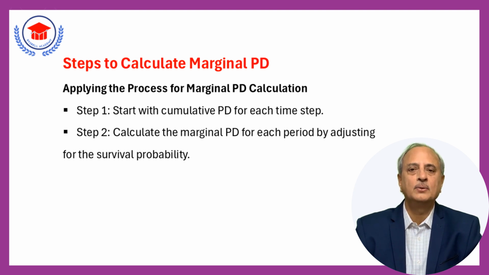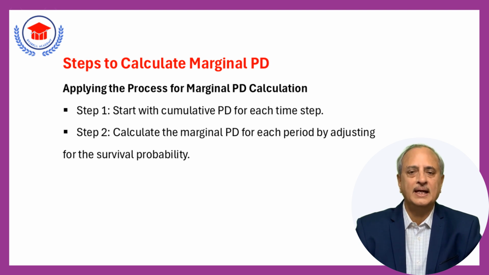Now let's talk about how to apply this process. It's really straightforward and involves just two key steps. First, you begin with the cumulative PD values for each time step. These values represent the overall probability of default up to that specific point in time. Next, calculate the marginal PDs for each period one at a time.